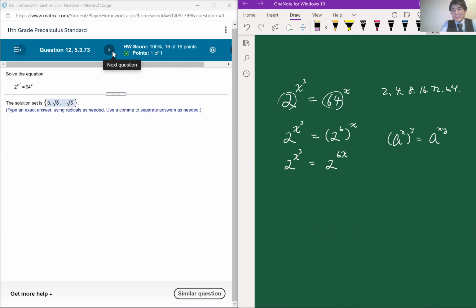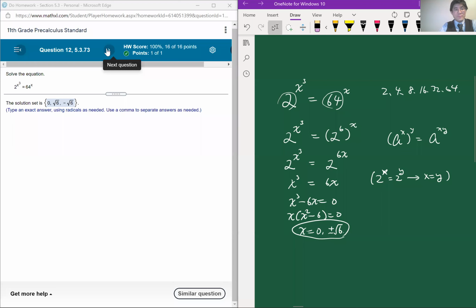Remember, the exponential function 2 to the power of x is a 1-to-1 function. So if 2 to the power of x is equal to 2 to the power of y, that means x is equal to y. So x cubed must be equal to 6x. Solving this equation by factoring, you will get x is equal to 0 or plus minus square root of 6.